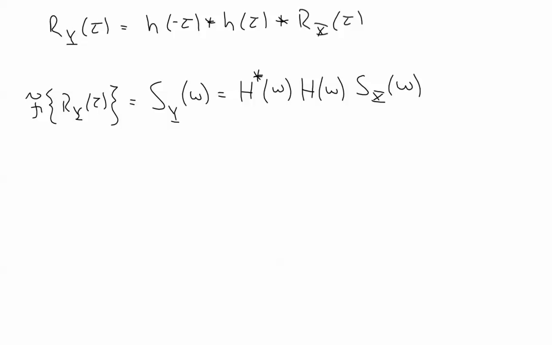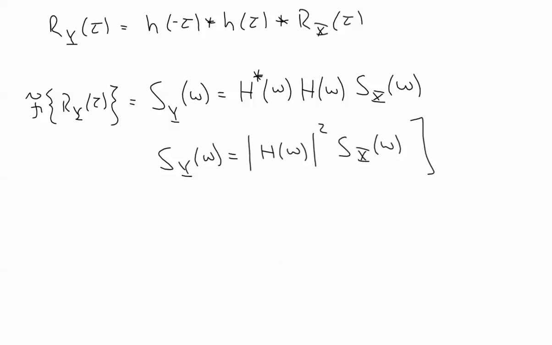of x of omega. And my general result then is that the power spectral density of the output, when I take a function and multiply it times the complex conjugate of itself, I get the modulus squared times the power spectral density of the input. There's my other general relationship. Okay?